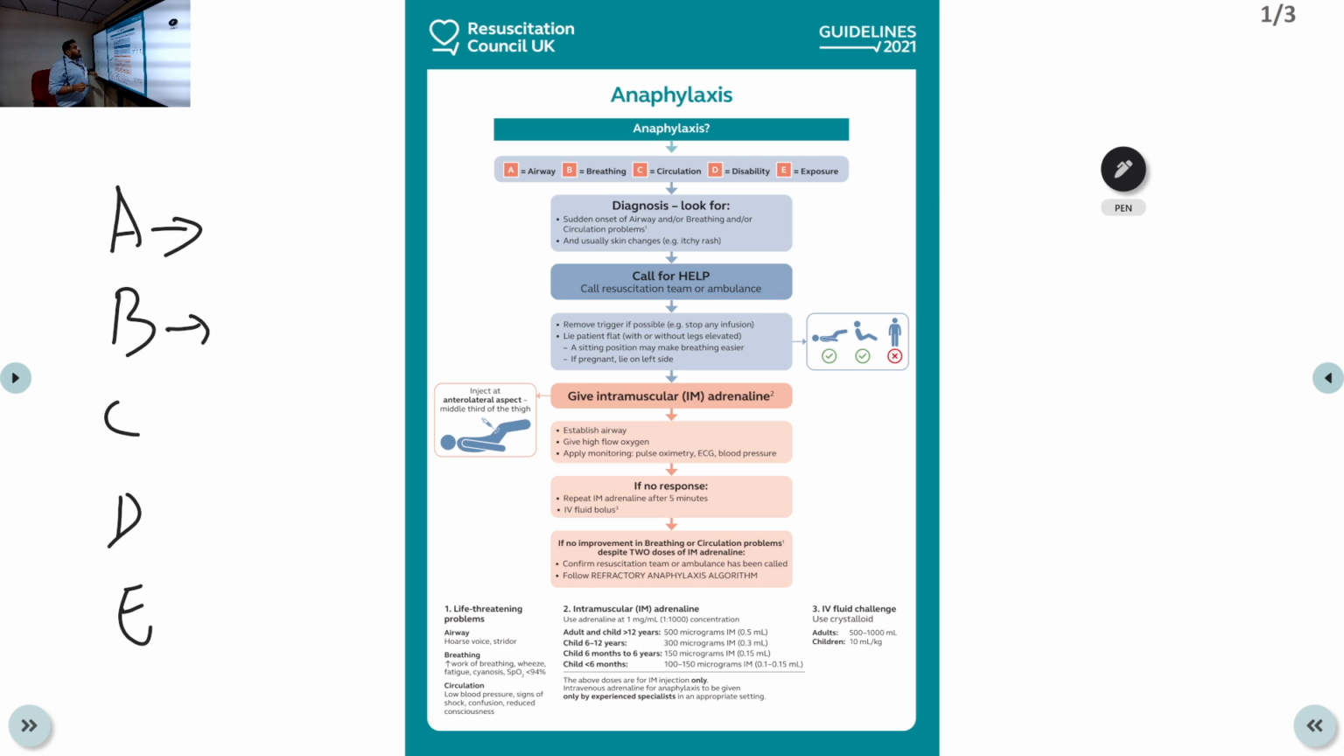So, how will you diagnose anaphylaxis? That is the next question. The diagnosis can be a sudden onset of airway, breathing or circulatory problem. So, whenever there is a sudden history, you are not sure, he was otherwise well, suddenly happening, always think in terms that it can probably be anaphylaxis. Sudden onset breathlessness, sudden onset circulatory collapse, all those things, keep in mind, it can be a potential anaphylaxis.